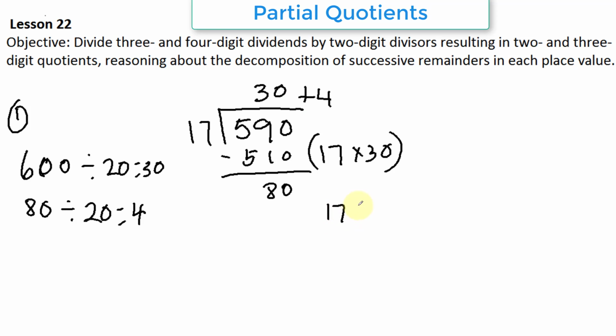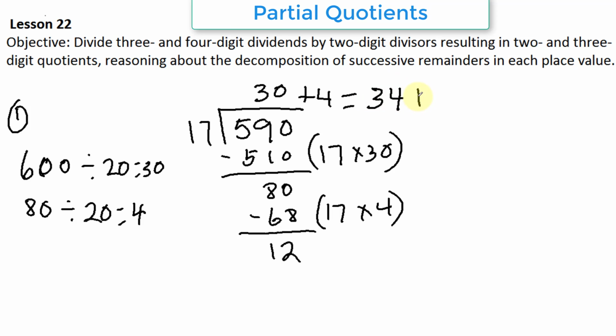Here we have 17 times 4. 4 times 7 is 28. 4 times 10 is 40. 40 plus 28 is 68. We then subtract and we are left with 12. Since 12 is less than our divisor, 17, 12 then becomes a remainder. So we are left with 30 plus 4, 34, with a remainder of 12.